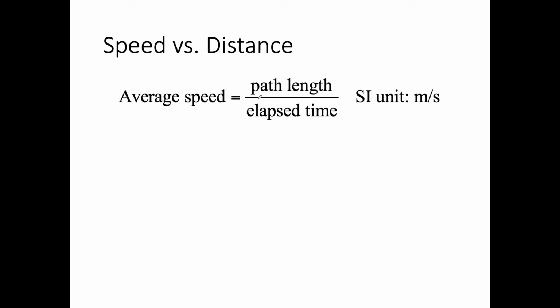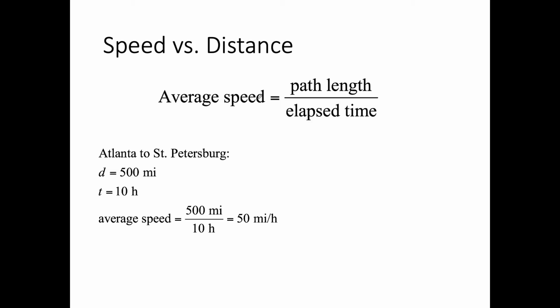Now let's discuss how to calculate the speed. Speed should be the distance the car traveled divided by the time it takes. So speed is distance over time. For example, a driver starts from Atlanta and drives to St. Petersburg. The distance is 500 miles. It takes 10 hours. So the average speed is 500 miles over 10 hours, which gives us 50 miles per hour.